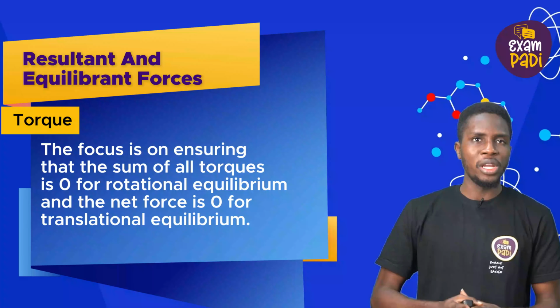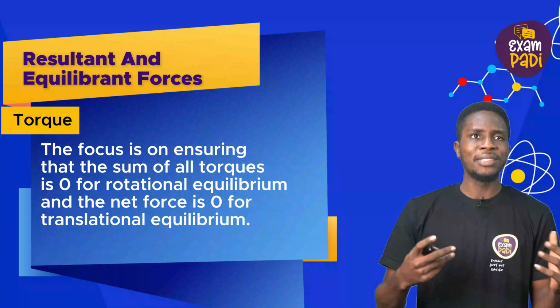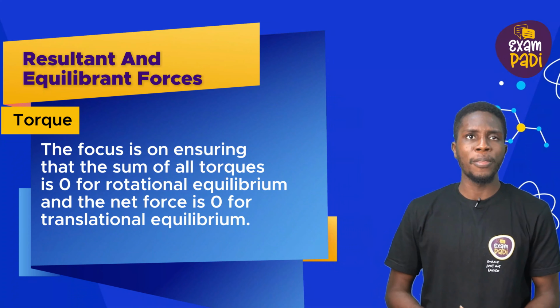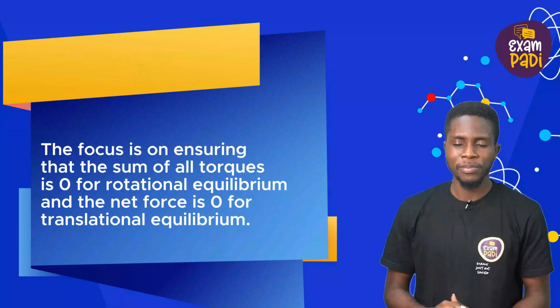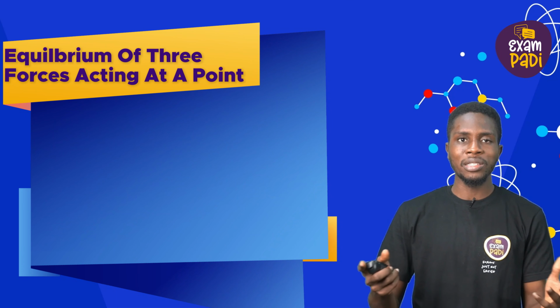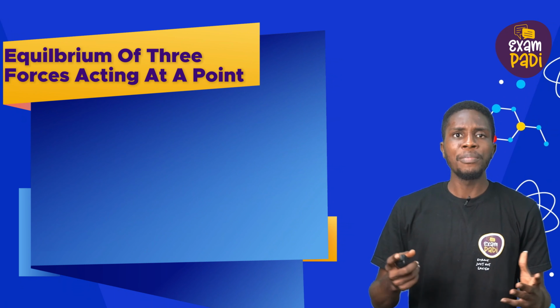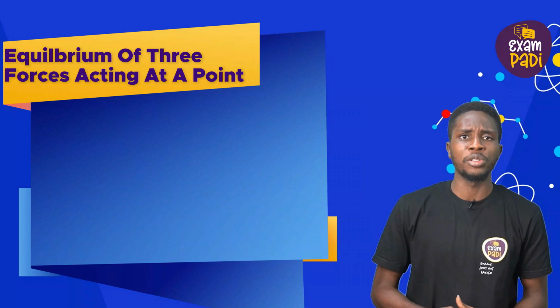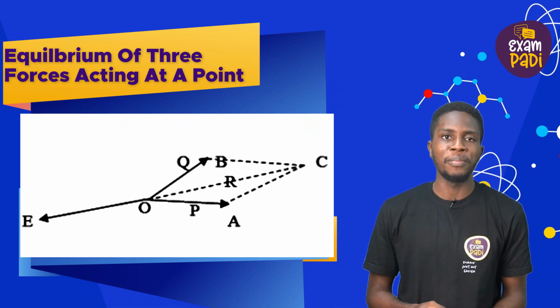In the context of equilibrium, the focus is on ensuring that the sum of all torques is zero for rotational equilibrium, and the net force is zero for translational equilibrium. Equilibrium of three forces acting at a point. The three forces that keep a body in equilibrium can be represented in magnitude and direction by the three sides of a triangle, as shown in this diagram.